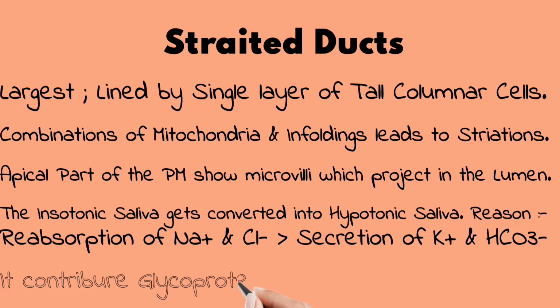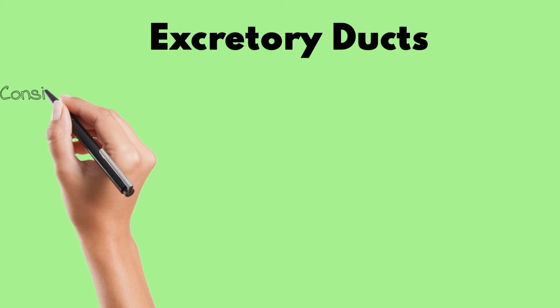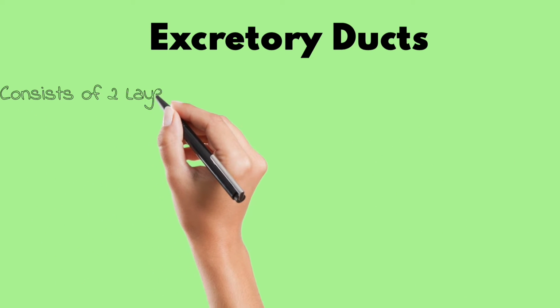So, these two substances, that is glycoprotein and kallikrein, are contributed to the saliva by the striated duct. Next, we'll study the last part of the salivary duct, that is the excretory duct. This excretory duct consists of two layers.